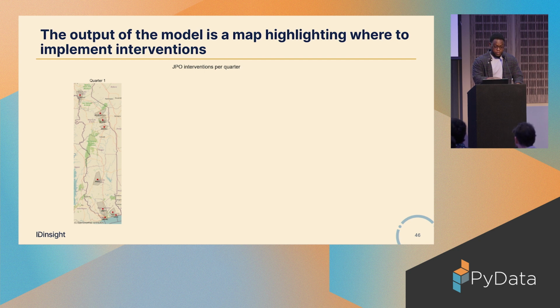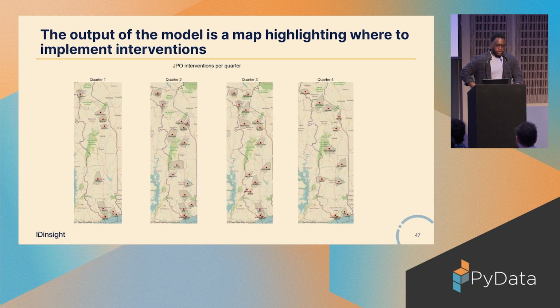Here we have the open days, and here to implement each open day for the first quarter. And the output for the open days will be this, which is 4 maps for 4 quarters. Same thing for the mobile strategies, which will be also where to implement it on the map. And that's easier to help them easily visualize the outputs of the model and help them plan those interventions.